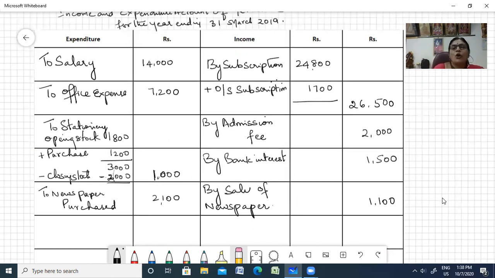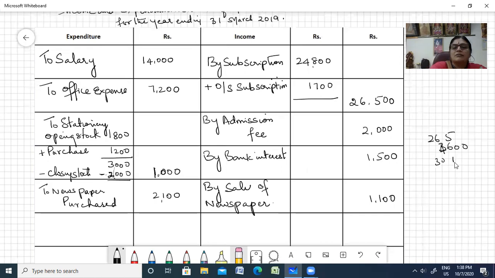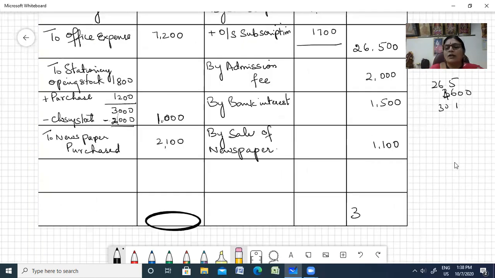Obviously you have your income side more, right? So let us add this: 3,600, and then 26,500. So 1, carry 1, 9, 10, carry. So you have 30,100. Now let us check once again: 26,000, then you have your 2,000, 3, 4. Okay, so 31,100 is the total. This was your total.